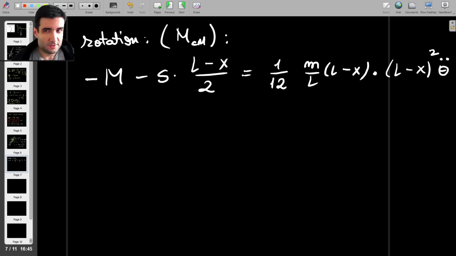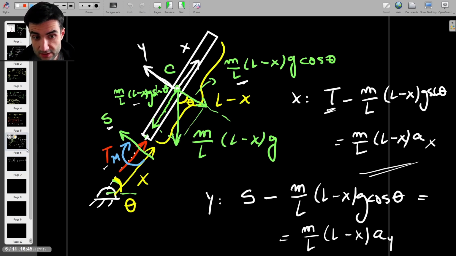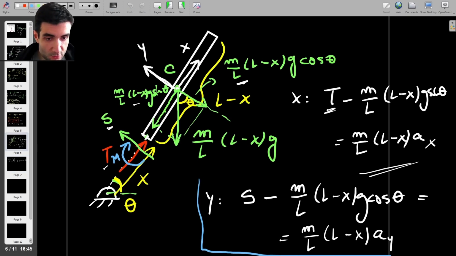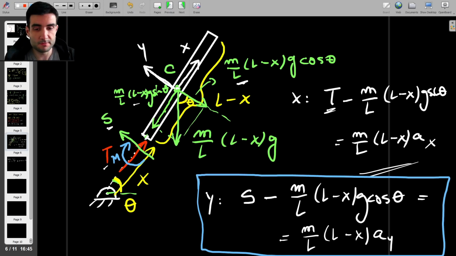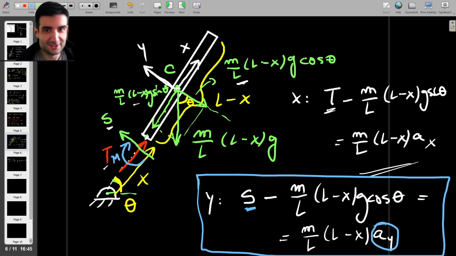Now, this is the equation that we essentially have to use to find the moment, but if you look at it closely, you'll notice that we also have another unknown, which is the shear force. So we have to deal with the shear force first. To deal with the shear force, we have to look at the equation of motion in y. Now, if you look at the equation of motion in y, you'll notice that S is not the only unknown. We have another unknown we have to deal with, which is a_y.